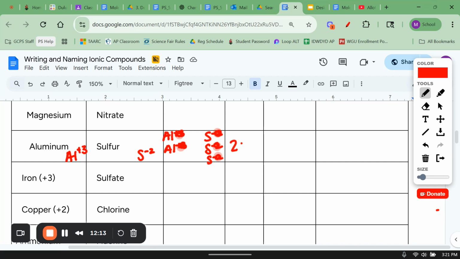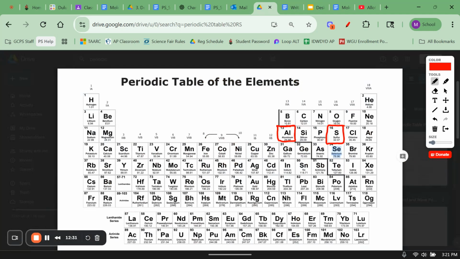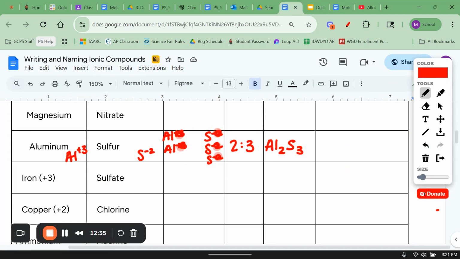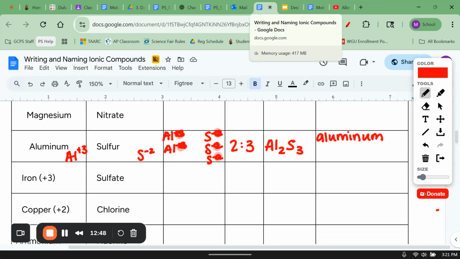This means that we now have a 2-to-3 ratio where we need 2 aluminums, we wrote it twice, to balance out 3 sulfurs because we wrote it 3 times. Now we can name it. Let's name the Al part. Well, if I look up aluminum's location on the periodic table, it is a regular element. It is not part of the transition metal family, so we will name it as aluminum. No Roman numerals. For our S part, that is sulfur.